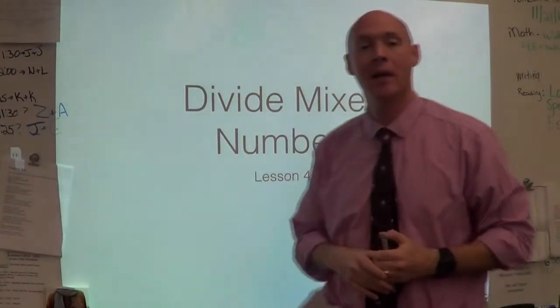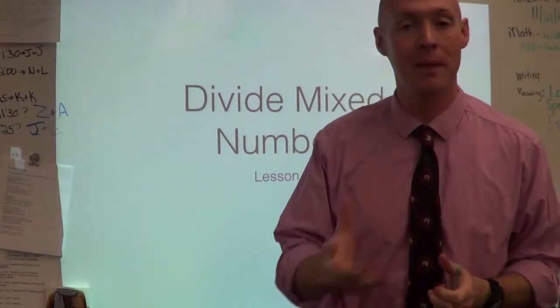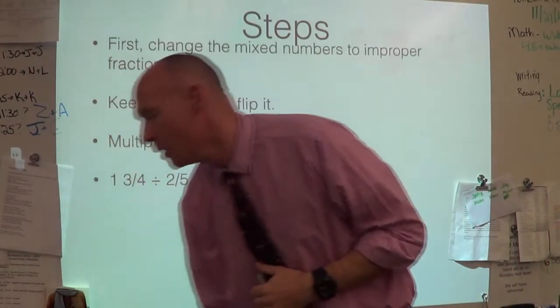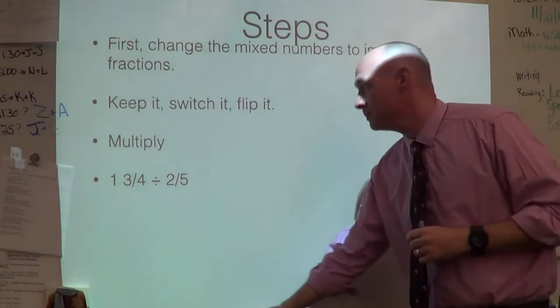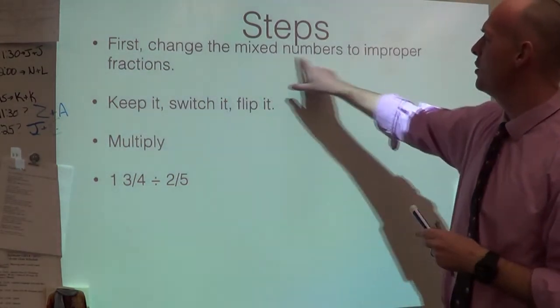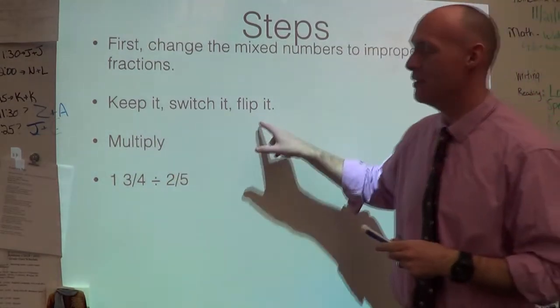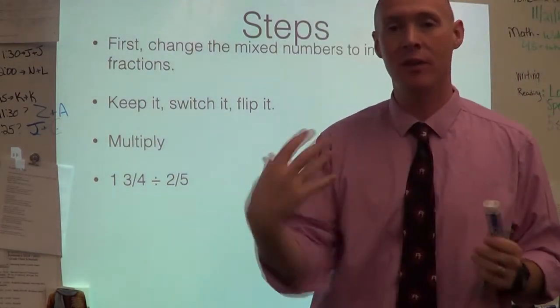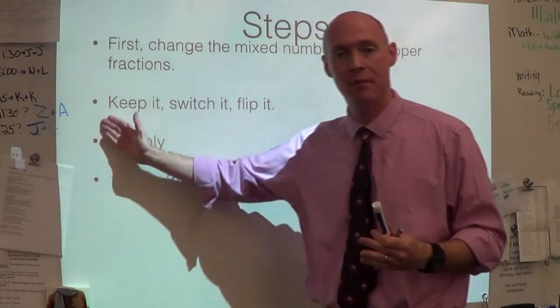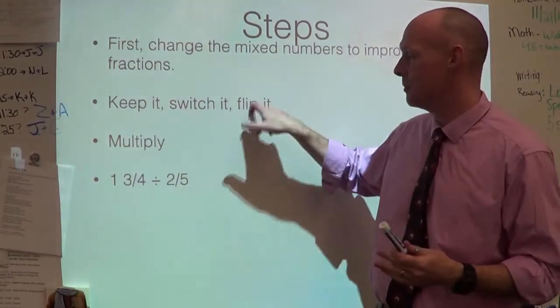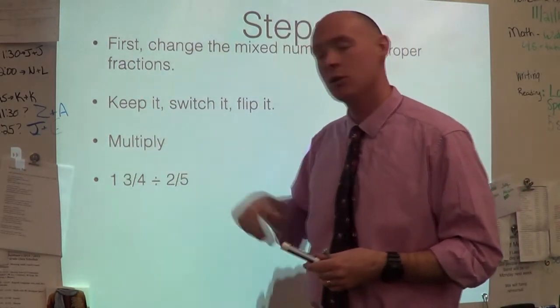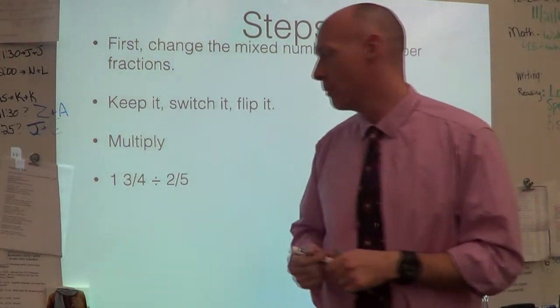This is lesson 4.8 and we're going to work with division with mixed numbers. Okay, so here's the rules. First, we're going to change the mixed numbers to improper fractions. Second, keep it, switch it, flip it. This is the same thing that we did when we're dividing with fractions. Keep the first, switch it to multiplication, flip the last one. Last, we're going to multiply. Here's a sample of what we're going to do.